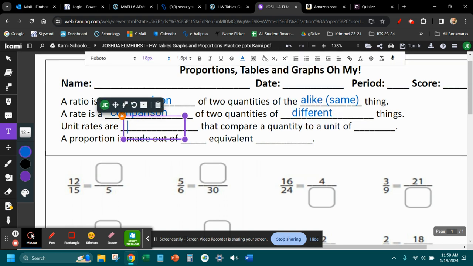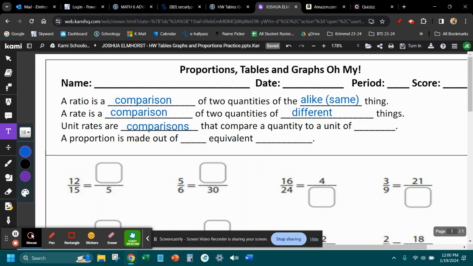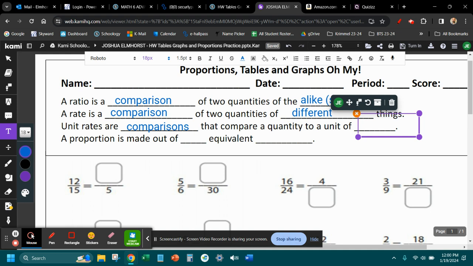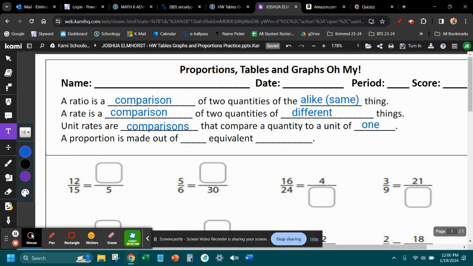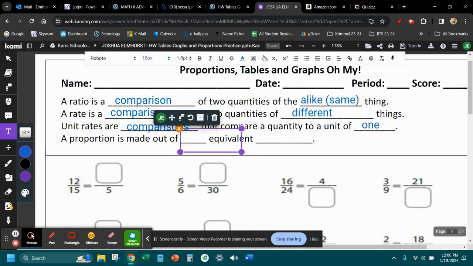And one more definition, unit rates are, yet again, a rate, but it's a special type of rate where it's being compared to a unit of what? One. Dollars per hour. Meters per second. Per meaning one.